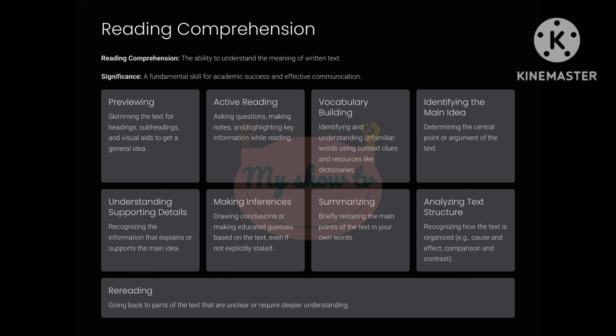2. Active reading. Don't just passively look at the words. Engage with the text by asking yourself questions as you read. Make brief notes in the margins or highlight key information. This keeps your mind active and helps you focus on the important points.